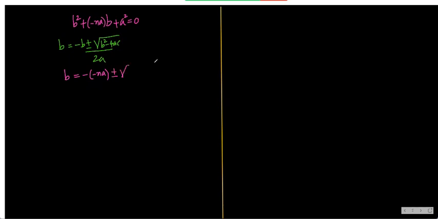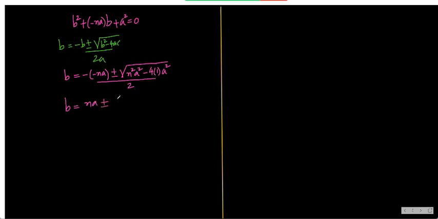Plus or minus under root b square. b square means n square a square. Minus, we have to make it a square. a is 1. 4, c value 1 into a square. The c value is a square. That also I want to write clearly. This is a square by 2 into a is 1. So this is b is equal to minus into minus na, plus or minus.